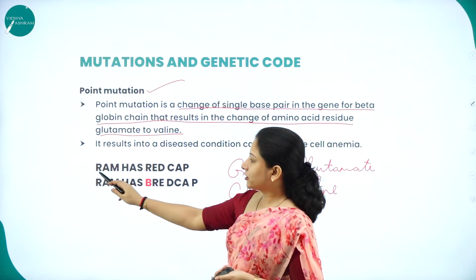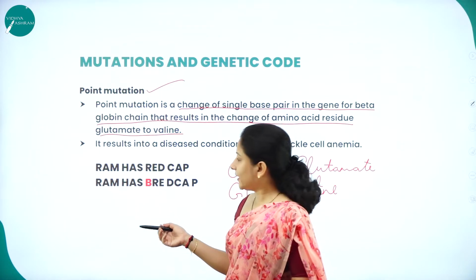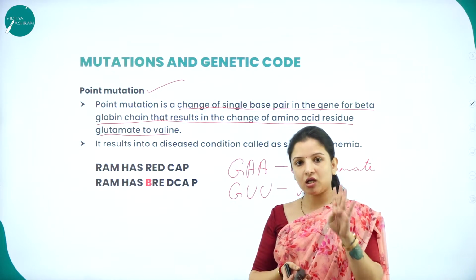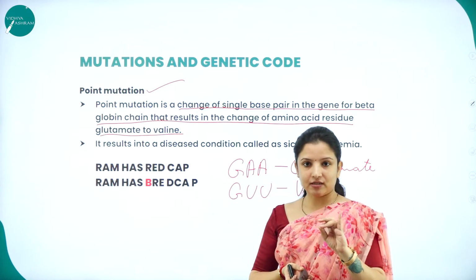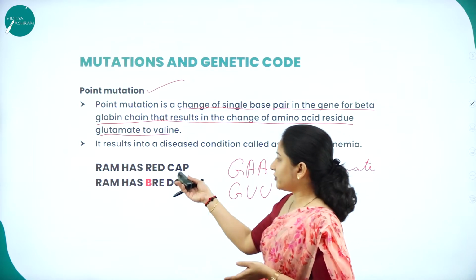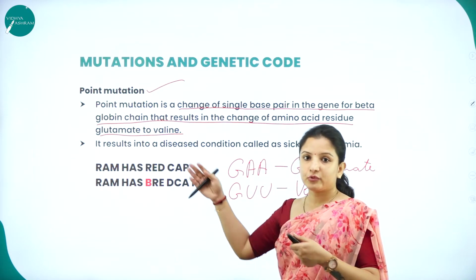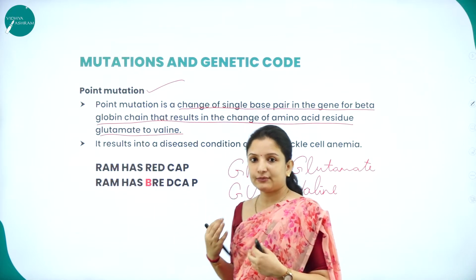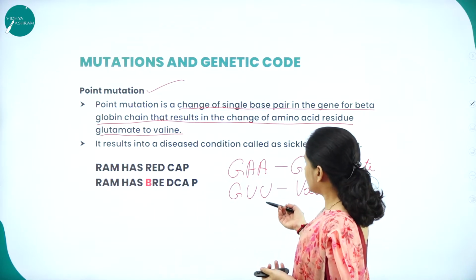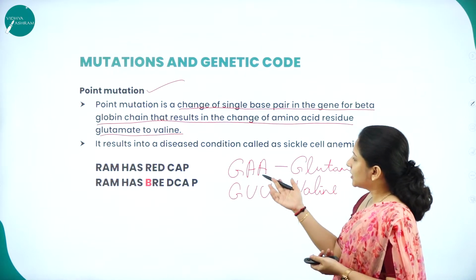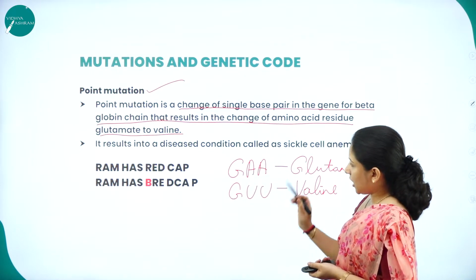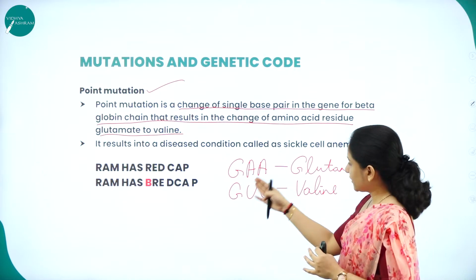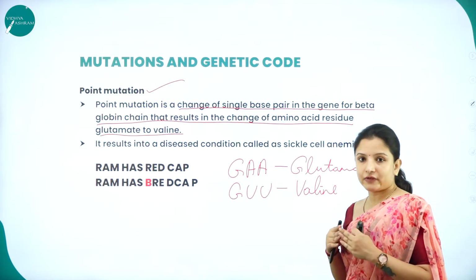But all these are not the nucleotide bases. You all know that nucleotide bases are always expressed in the alphabets A, U, G and C, right? So this cannot be considered exactly, but for you to understand, they have put it like this in the NCERT textbook, so you can understand what the different types of mutations are. Here, if it is GAA, then only glutamate will get produced. If it is GUU, then only valine will get produced.